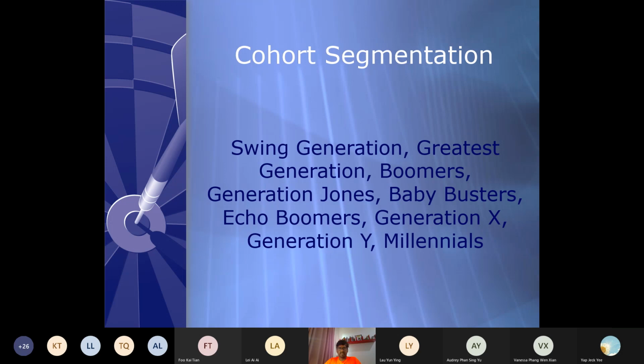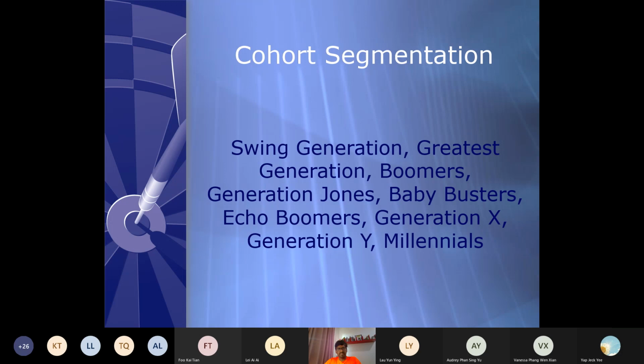And the baby buster is interchangeable with the Generation X that is given here. Baby buster and Generation X are almost the same, the 13th generation who were born between 65 to 80. And echo boomers who were born between 1982 to 1985. They are basically the children of the baby boomers.